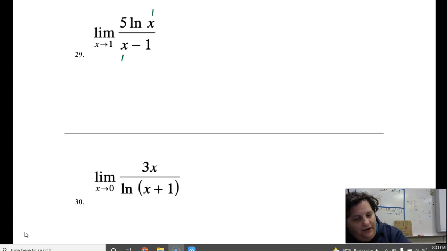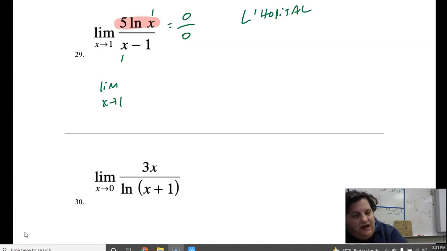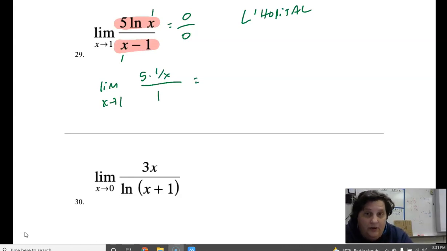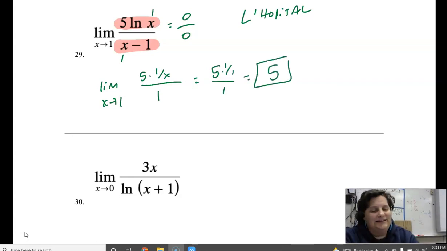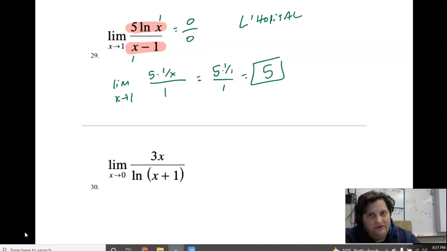If I plug in 1, remember, ln of 1 is 0, and 1 minus 1 is 0. So I know this is a L'Hopital. Okay? So the limit as x approaches 1. Now, if I do derivative of the top, that will be 5 times 1 over x. And if I do derivative of the bottom, the derivative of x is 1. So when I go to plug it in, it's 5 times 1 over 1 over 1. Okay, that's a lot more the speed of what we're going to see on our test, all right?